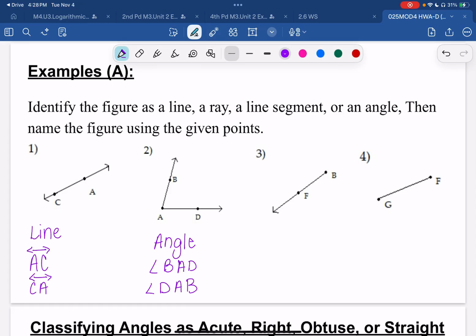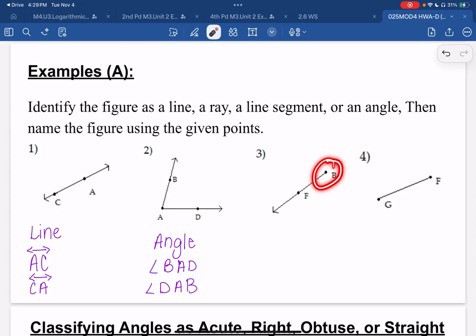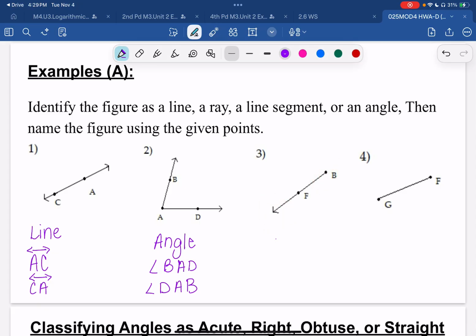Number 3, since it has one endpoint and one arrow, it's a ray. And we would call this ray BF because B is the endpoint and F is where it's extending.